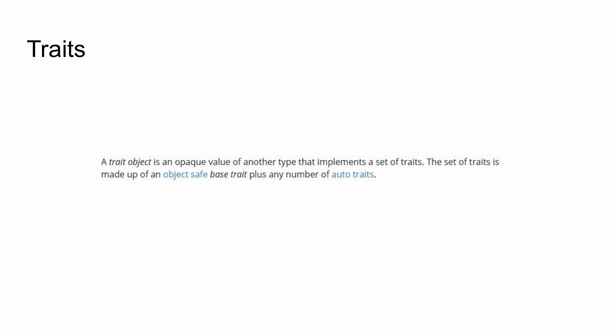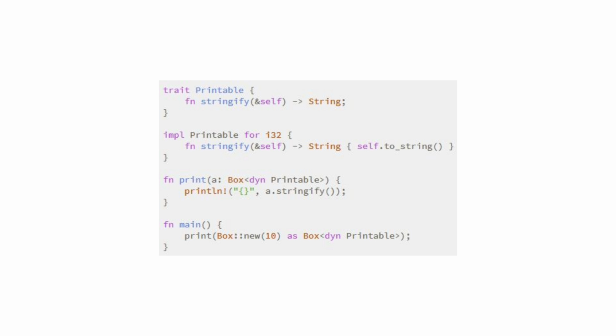So let's look at an example. So here what we're doing is we're defining a trait called printable, and it consists of a function prototype. And what we're going to do then is we're going to implement this trait for 32-bit integers. And what we do there is we just provide an implementation for that stringify function. The rest of this is just using that.